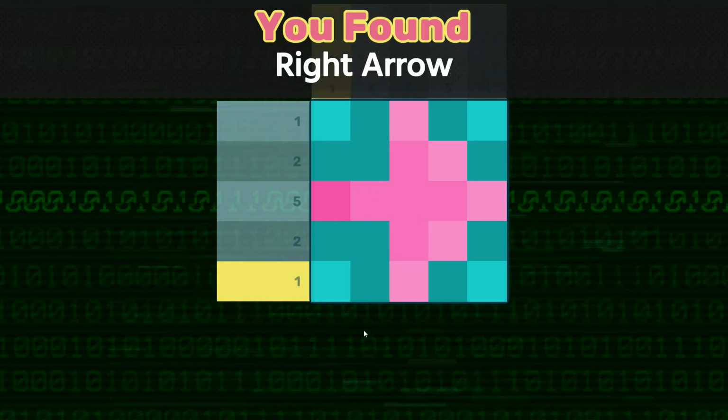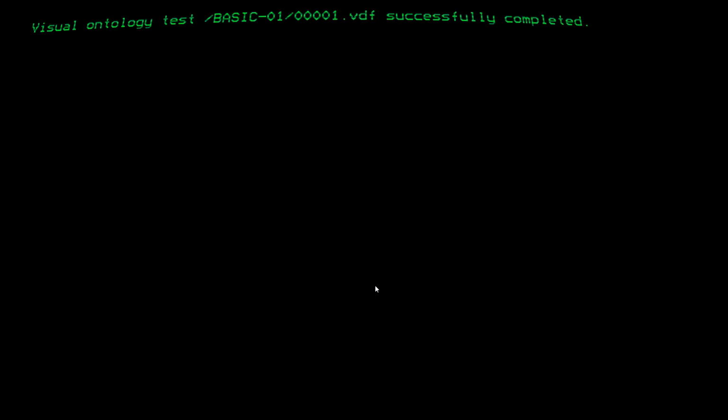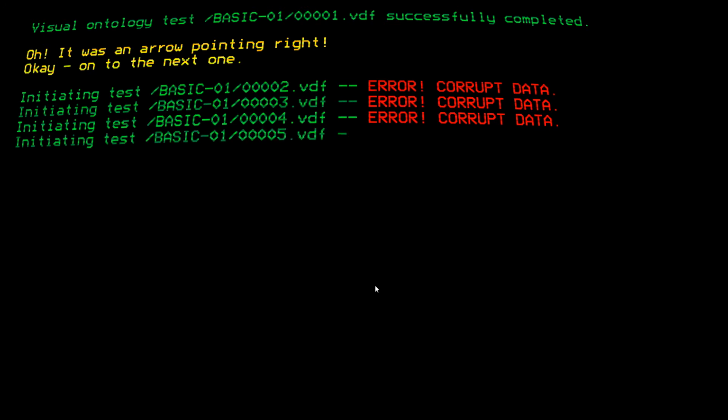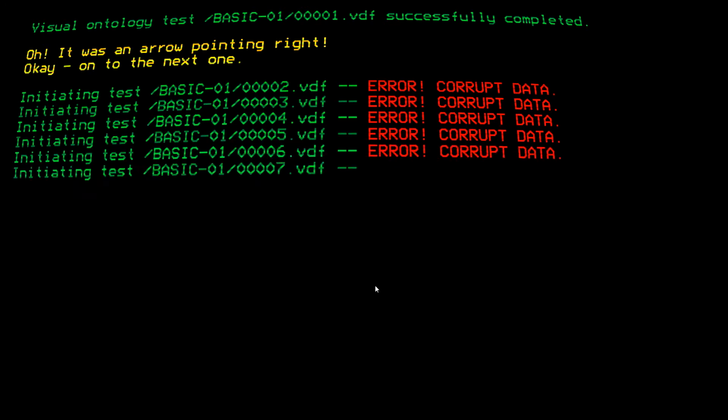Well, it says so right here, we found a right arrow. Now what is the meaning of this right arrow? Okay, on to the next one. Error corrupt data.